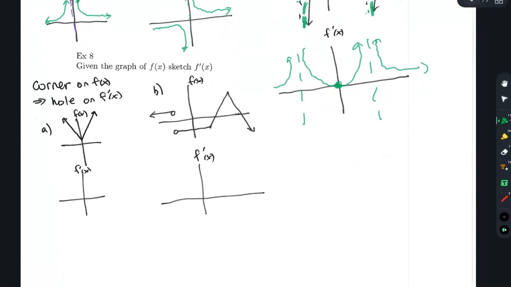All right, so we've kind of already seen this, but let's go over it again. If we see a corner on the function, that means it's a hole on the derivative graph. So these were all the same slope of -1, and these are all the same positive slope of 1. There it is, that graph. So here we have lots of things. Okay, so again, because we see there's a hole, it's not defined, right? It's not continuous. I'm going to have a hole there.